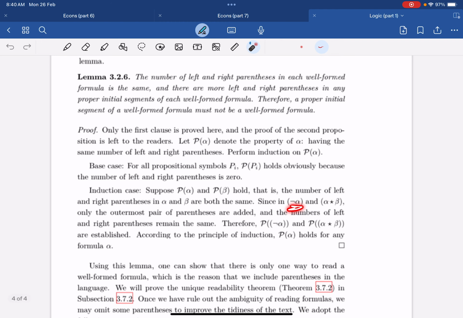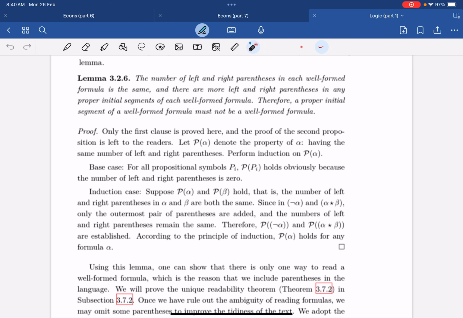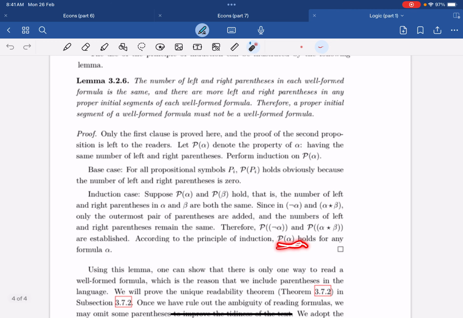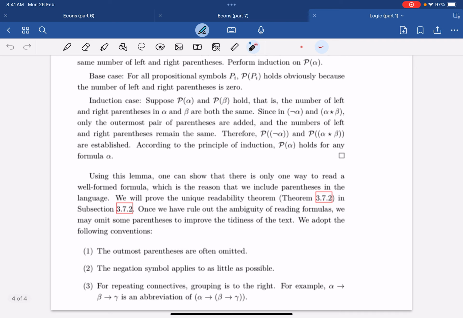Since you put a negation sign and a connective sign, you need to add the left and the right parentheses. The number of left and right parentheses will stay the same, because you add one on the left and one on the right. When you put it in a formula, it will be like that, and then continuing outside and outside. So the left and right parentheses remain the same. Therefore, the property holds, and according to the principle of induction, P(alpha) holds for any formula alpha.